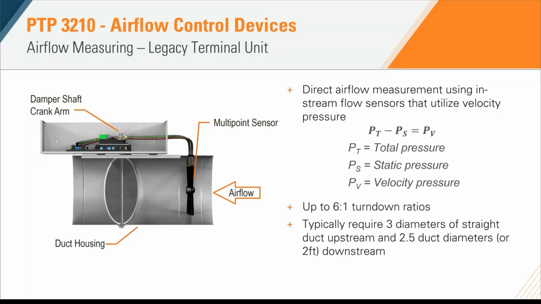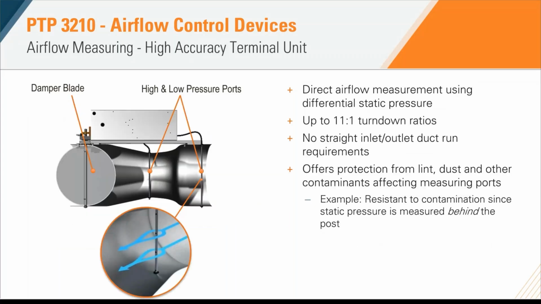The next airflow technology we're going to cover is the high accuracy terminal unit. So the high accuracy terminal units can utilize a variety of different airflow measuring technology, similar to what we talked about with the legacy terminal unit. But in this example, we're going to show a differential static pressure reading via the inlet and that throat pressure port. So here we're utilizing direct airflow measurement using differential static pressure.